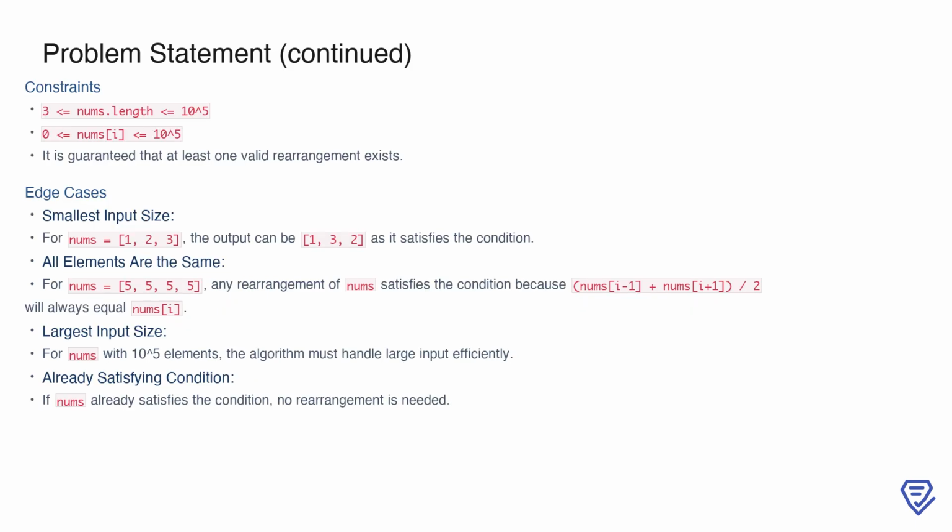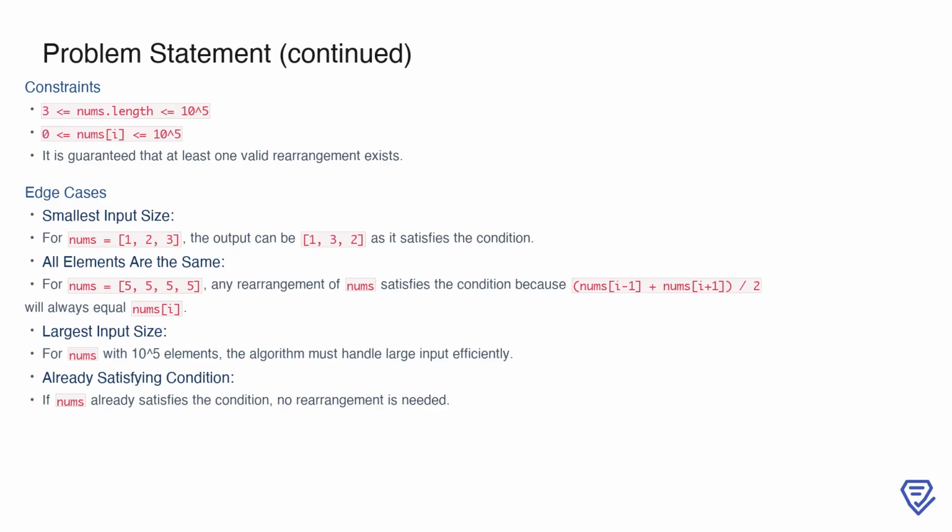Now let's look at the constraints and edge cases. The array must have at least 3 elements, and it can be as large as 100,000 elements. Each element in the array is between 0 and 100,000. The problem guarantees that a solution always exists, so we don't need to handle cases where no valid rearrangement is possible. For edge cases, consider an array of the smallest size, such as [1, 2, 3].